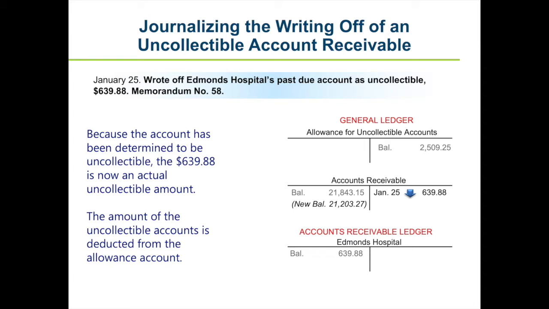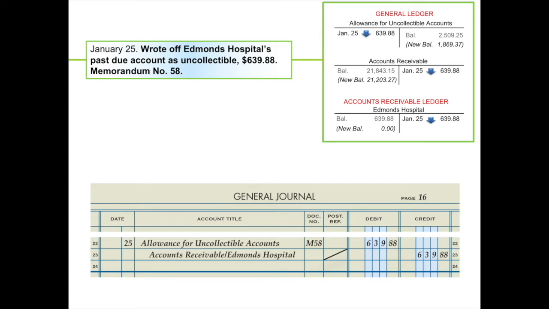Edmonds Hospital is also credited to cancel the debt balance of the account, and you'll see now after you write them off, they have a zero balance. Allowance for uncollectible accounts is debited to reduce the estimate for future uncollectible accounts. So again, that balance will go down because it has been realized that we are not going to get the money from Edmonds Hospital. Next, we're going to record this into the journal.